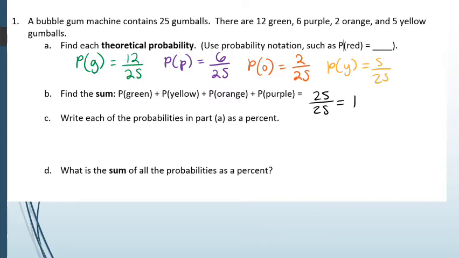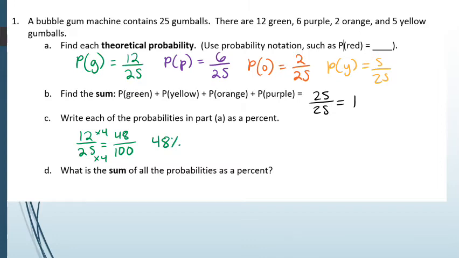Now we're going to write the probabilities as a percentage. The percent of green, 12 out of 25, I might think about this as a proportion. 12 out of 25 equals what out of 100? 25 times 4 is 100. 12 times 4 is 48. So the green probability is 48%.